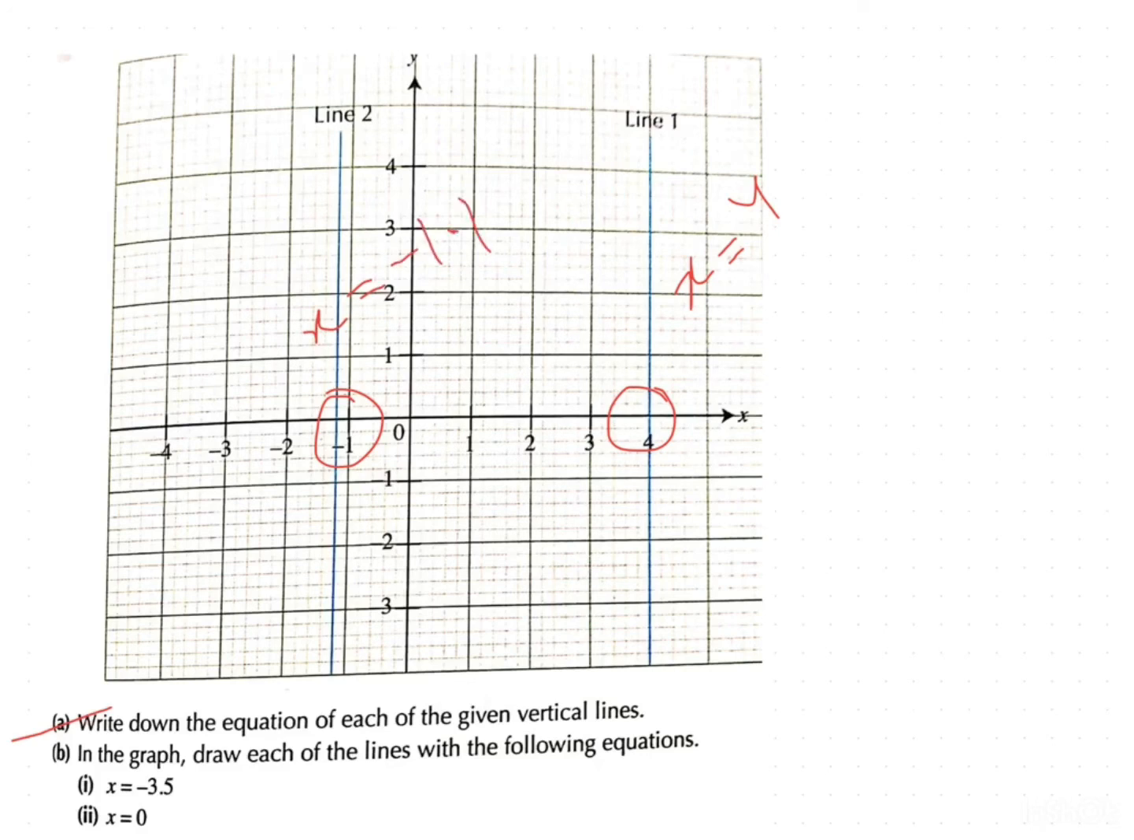The next part says, in the graph, draw each of the lines with the following equations. The first one is x equals minus 3.5. So let's draw it on the graph. Yeah. The second one says x equals 0.